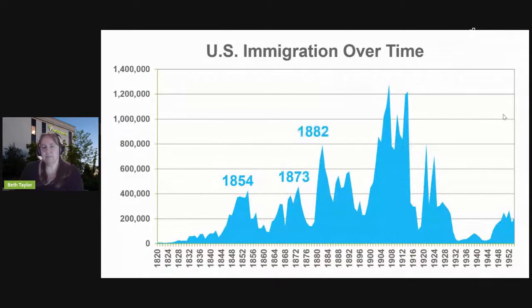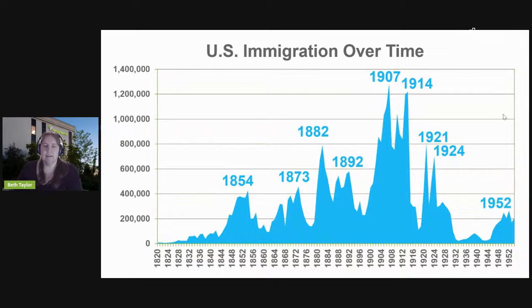I put together a little graph showing the rate of immigration over time. So you can see we've got some peaks in around 1854, 1873, 1882. Our big peaks are about 1907 and 1914. And then after about 1924, we'll talk about why this happens, the immigration rates pretty much drop for a number of years.